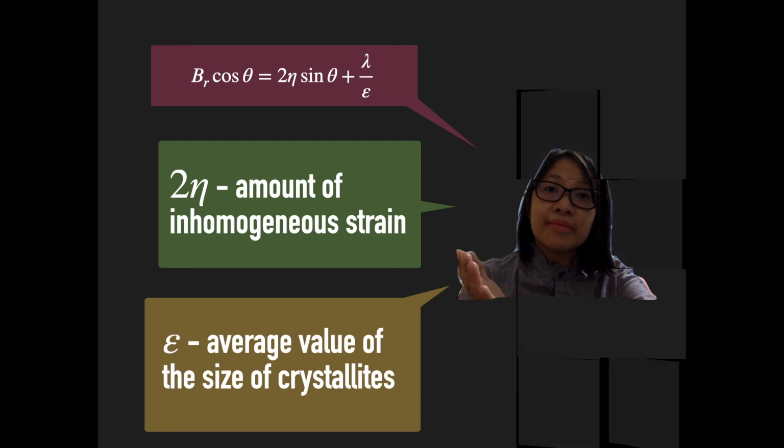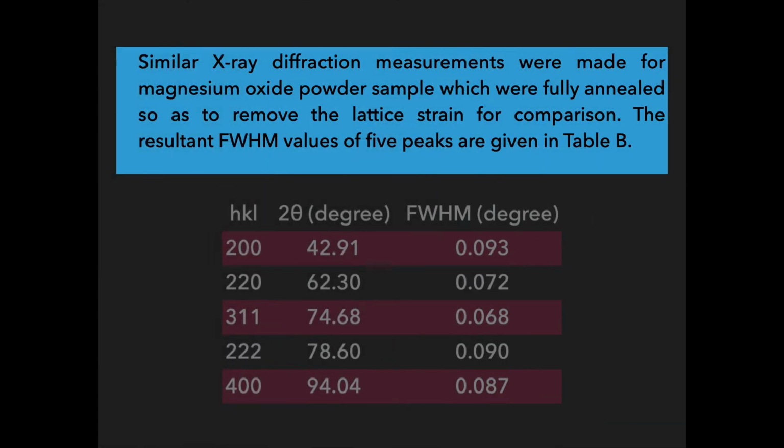Continuing with the problem, we read, similar X-ray diffraction measurements were made for a magnesium oxide powder sample, which was fully annealed so as to remove the lattice strain for comparison. The resultant full width at half maximum, or FWHM, values of 5 peaks are given in Table B. We note that FWHM is given in terms of degrees.